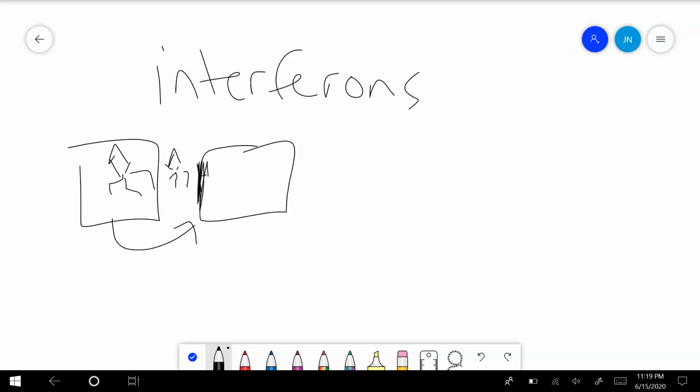There are lots of cells that will produce interferons. The white blood cells, lymphocytes, fibroblasts. These interferons, more than this, are also going to activate phagocytosis. They can activate natural killer cells. They're antiviral.